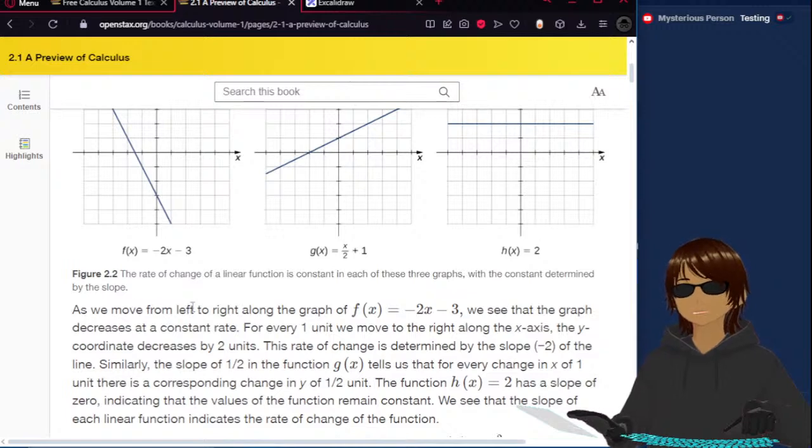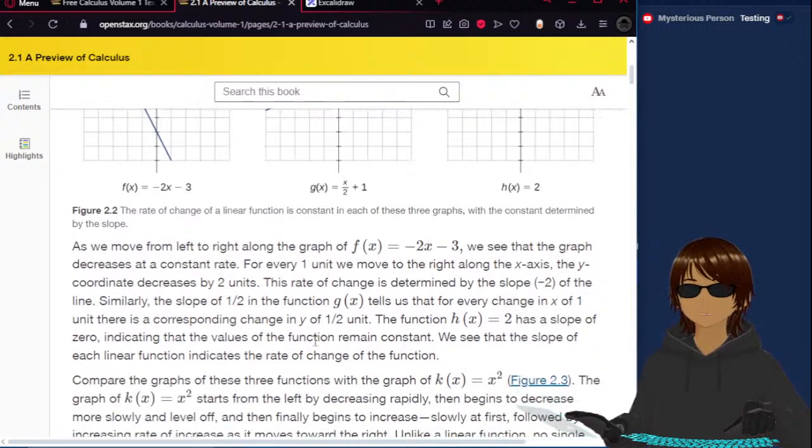As we move from right to left along the graph of minus 2x minus 3, we see that the graph decreases at a constant rate. The rate of change is determined by the slope, minus 2. Similarly, the slope of a half in the function g of x tells us that for every change in x of 1 unit, there is a corresponding change in y of half a unit. And h of x has a slope of 0.